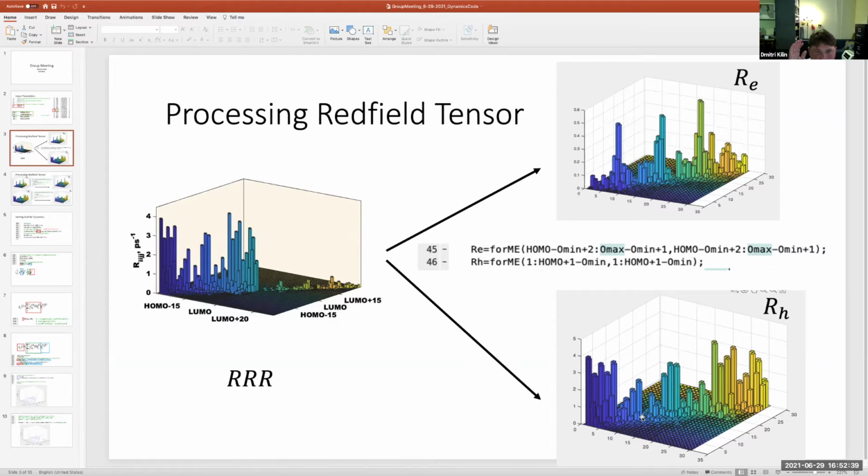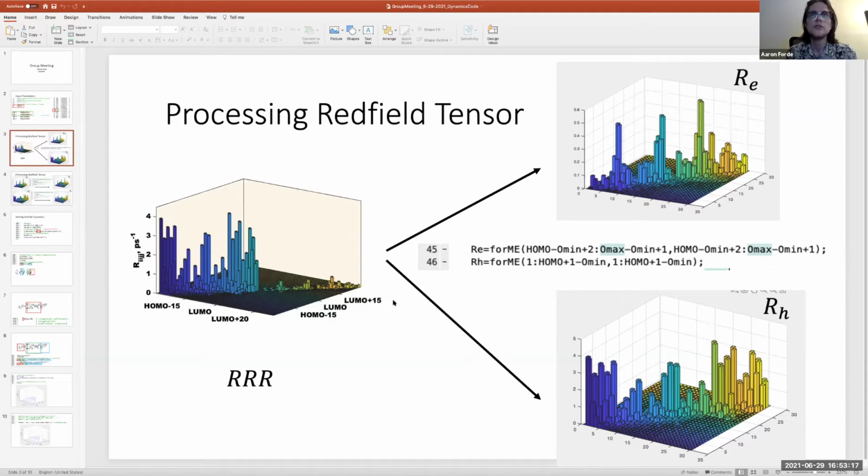May I interrupt in the middle? Yeah. Is it possible to verbally describe what RE and RH are? Like what do they control, what do they determine? R means Redfield, E means electron, and H means hole. So this RH controls hole dynamics, and RE controls electron dynamics.